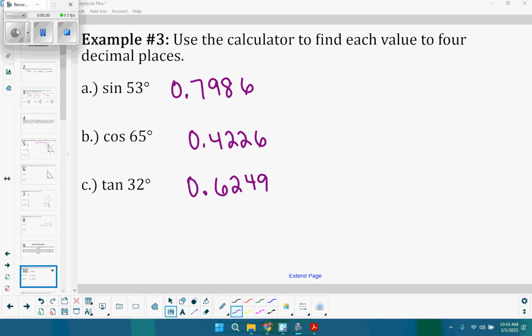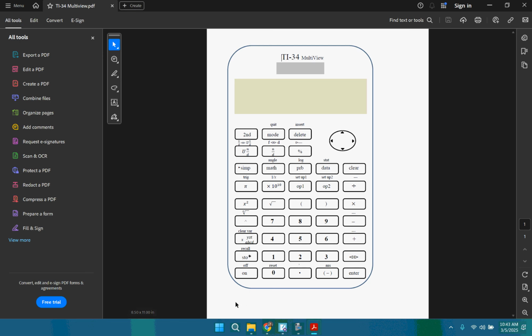I just want to note, if you have the TI-34 calculator, you will not have buttons that say SIN, COS, and TAN on it. You're actually going to have to go through some steps to get to those buttons. I know this is not the actual picture of the calculator, but it does have all the buttons on it. If you notice here above the pi button, it says trig, very tiny. So we would hit second and the pi button to get a list of our trig functions, and we would have to select either sine, cosine, or tangent.